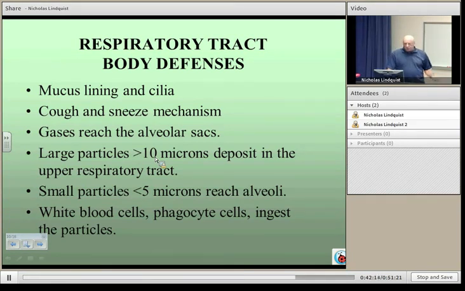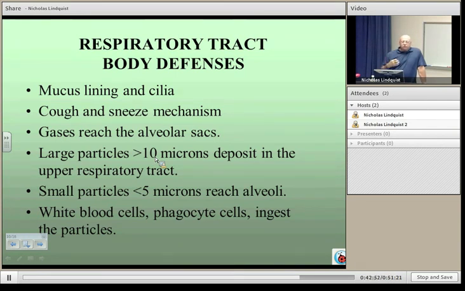Now, once we get down in the lower regions of the respiratory tract, we have another body defense, which are white blood cells. And those white blood cells are basically garbage eaters, if you will. Phagocytes are the names of the cells. And what they do is they ingest particles or foreign substances. And once they do that, those cells can embed themselves into the mucus lining and eventually be worked out of the body. So that's the body defense for the respiratory tract system.